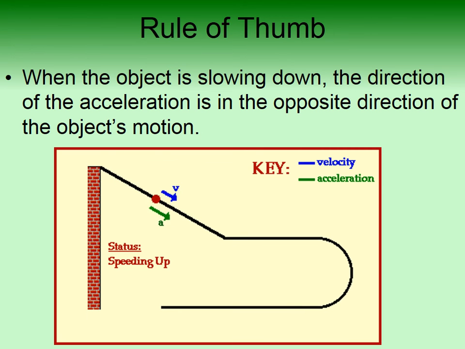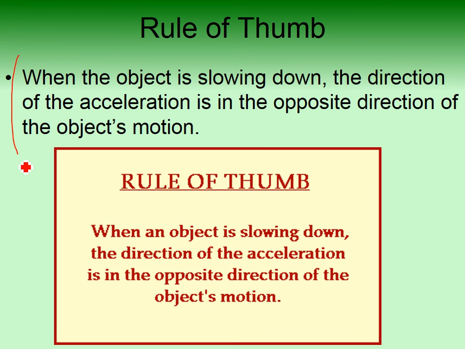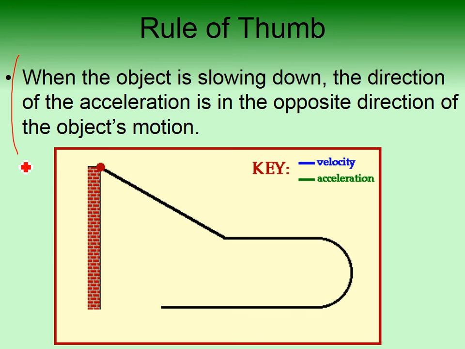So as a rule of thumb, this is very important to remember. When the object is slowing down, the direction of the acceleration is in the opposite direction of the object's motion. So whenever you hit the brake, your acceleration is the opposite of the direction you're going.